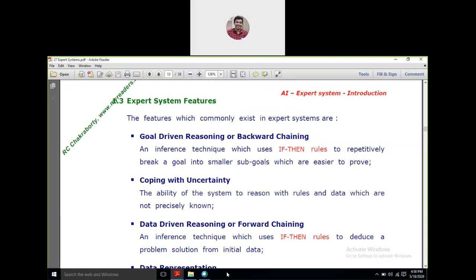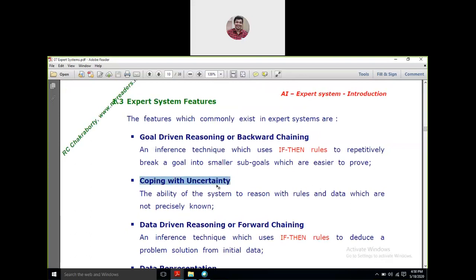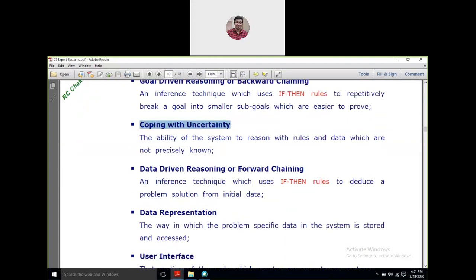system features of expert systems, coping with uncertainty, right? So this is one of the features. So better going through coping with uncertainty, we have got a dedicated part on this. Then comes the forward chaining, right? And the data representation, also one of the features, the way in which the things are represented. We'll be talking in detail about this, the user interface and the explanations, right?